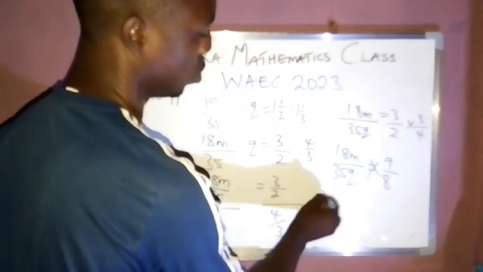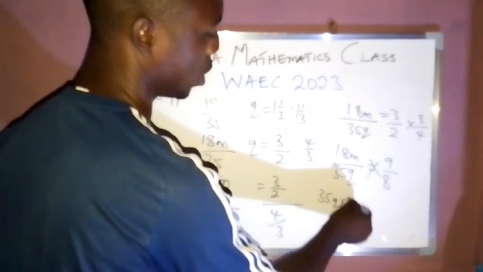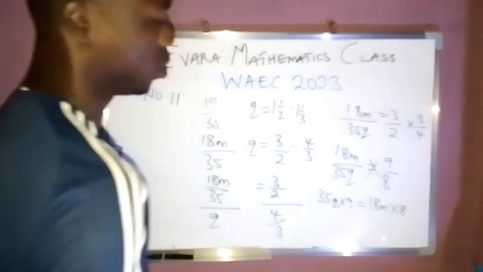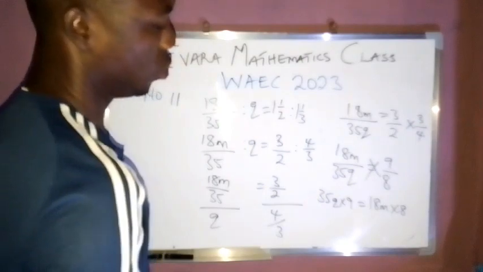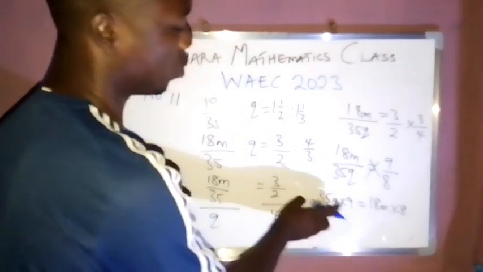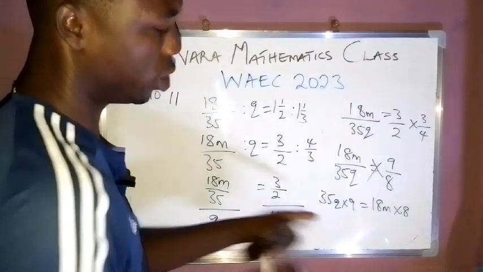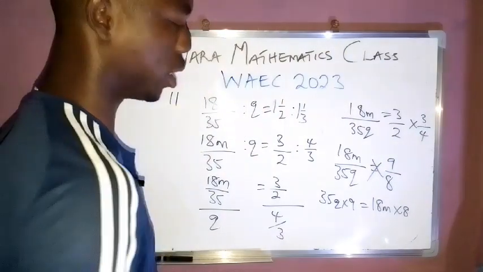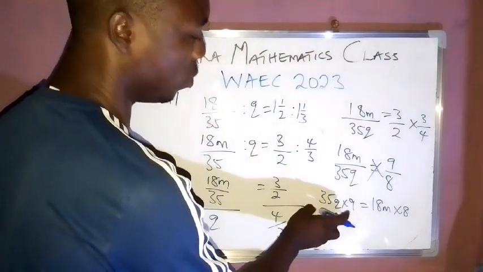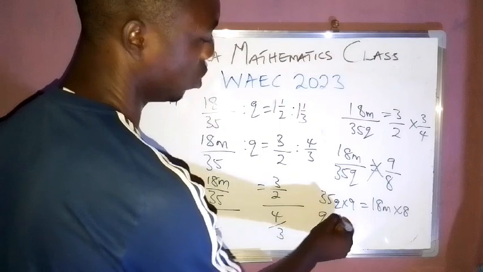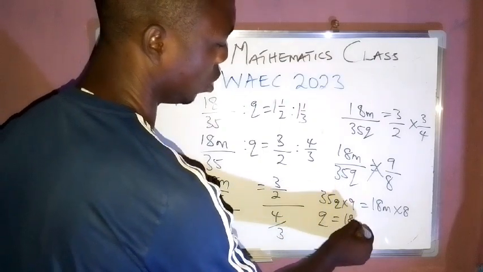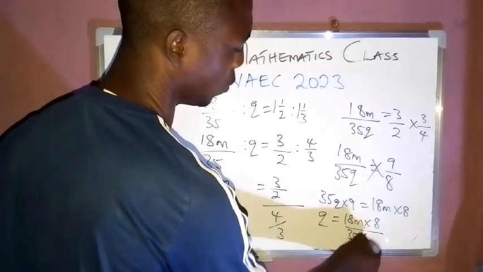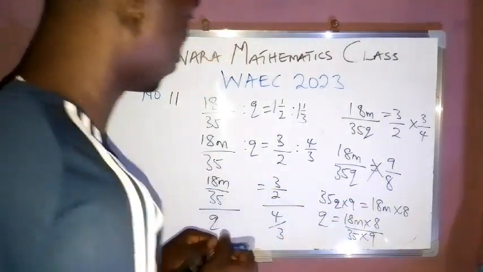35Q times 9 equals 18M times 8. So here, if you divide both sides, because we want only Q and M to be at the left hand side, while the numbers remain at the right. For Q to remain here, I will have Q equals 18M times 8 over 35 times 9.